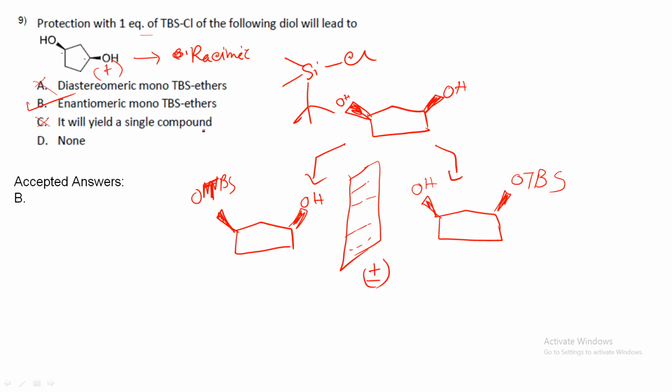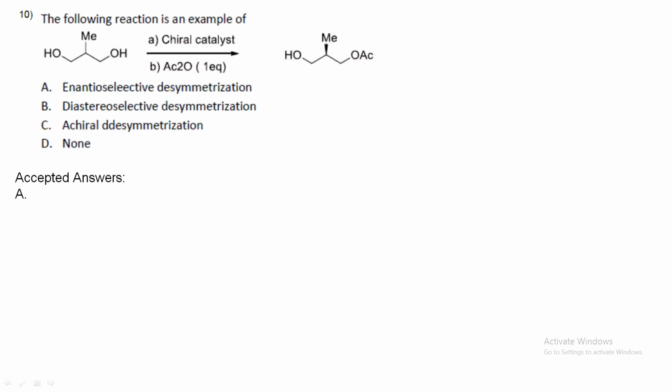So this is just a simple problem, but you can see how one chiral molecule is being racemized without touching the particular chiral center. So the answer would be B, enantiomeric monoprotected TBS. Coming to the next problem.